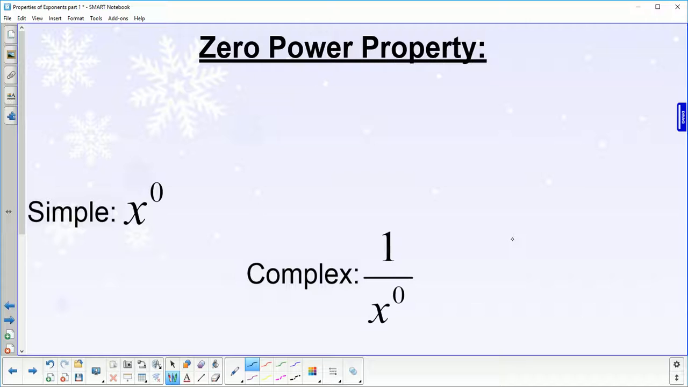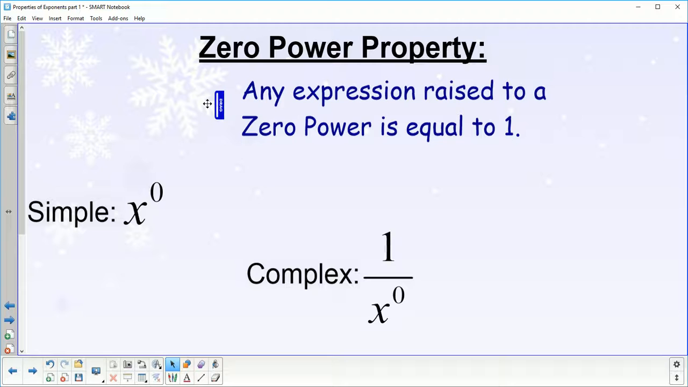Okay, the last one we have then is what's called our zero property. And you see here, anytime we have some expression, number, variable, whatever it is, raised to the 0 power, what that's always going to give us is going to equal 1. Now that doesn't mean that we get x to the 1st. That means this whole thing, whatever's being raised to the 0 power, becomes just 1.